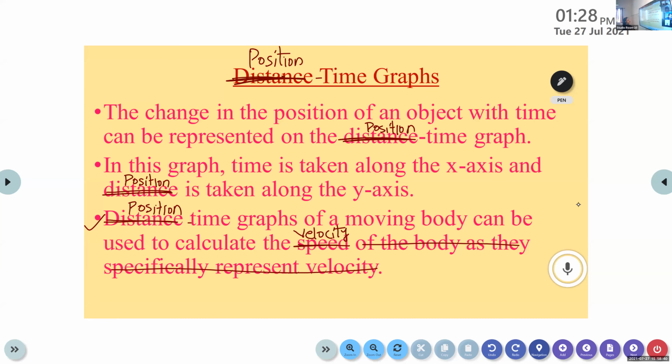Position time graph. The change in the position of an object with time can be represented on a position time graph. In this graph, the time is taken along the x-axis. So in all position time graphs, the time is always taken along the x-axis. Position is taken along the y-axis. And we can use this position time graph to calculate the velocity. The velocity of the moving body can be calculated from this position time graph. Okay, so by the term position, we imply both the distance and the displacement. Distance and displacement together give the position of an object.